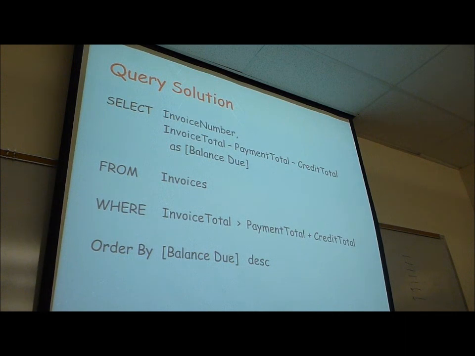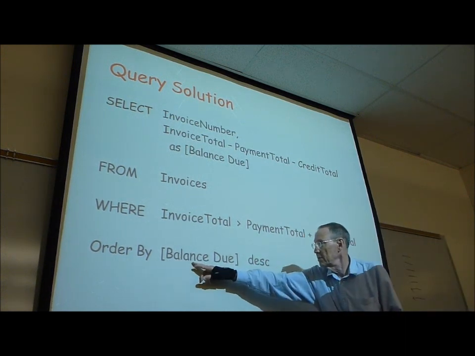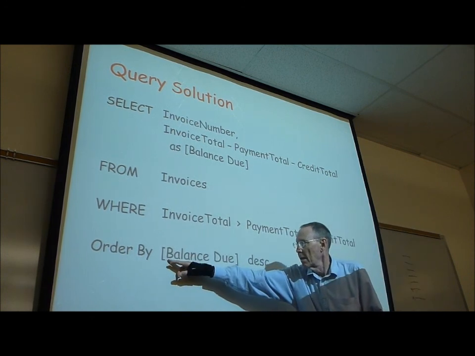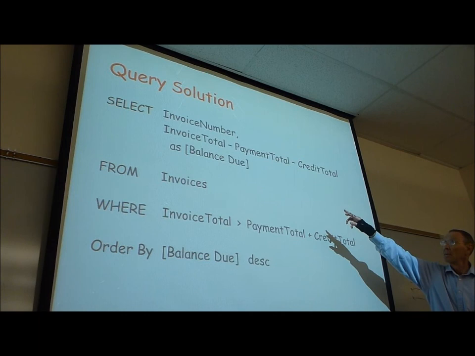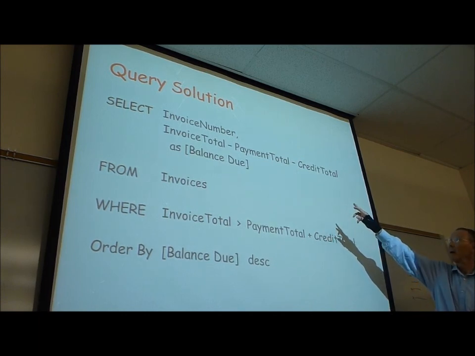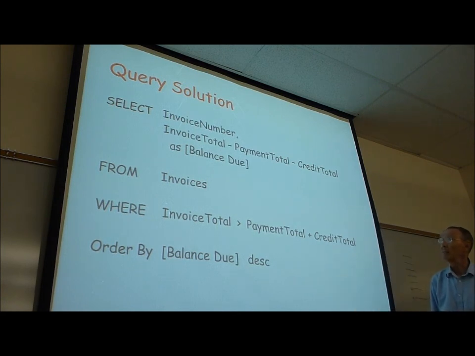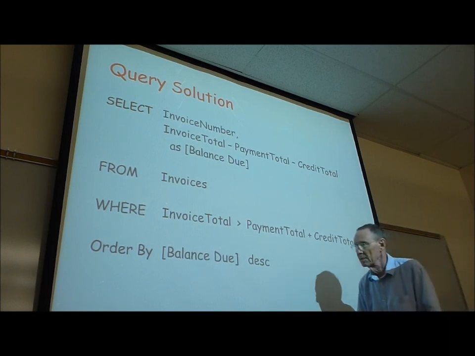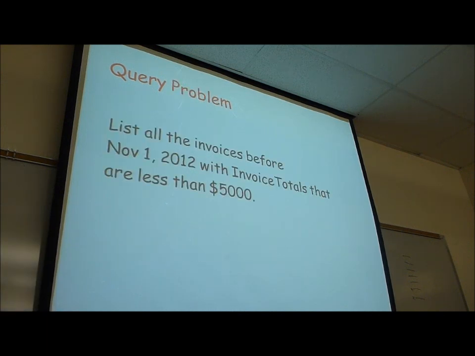I still owe something. And then, in this case, is a case where I actually did use the label, because the balance due now is a computed column, and I'm interested in that. And we'll do it by descending order. Okay. That's getting a little more complex.